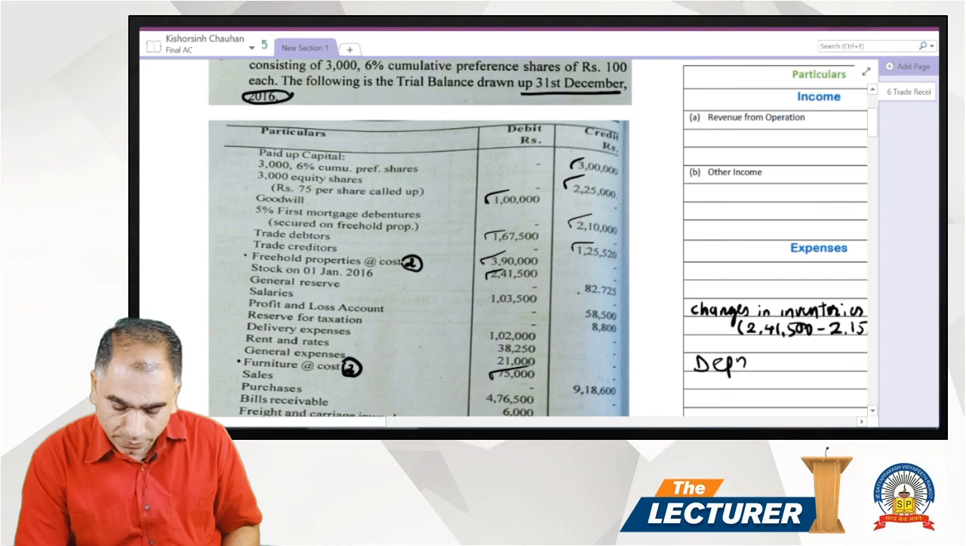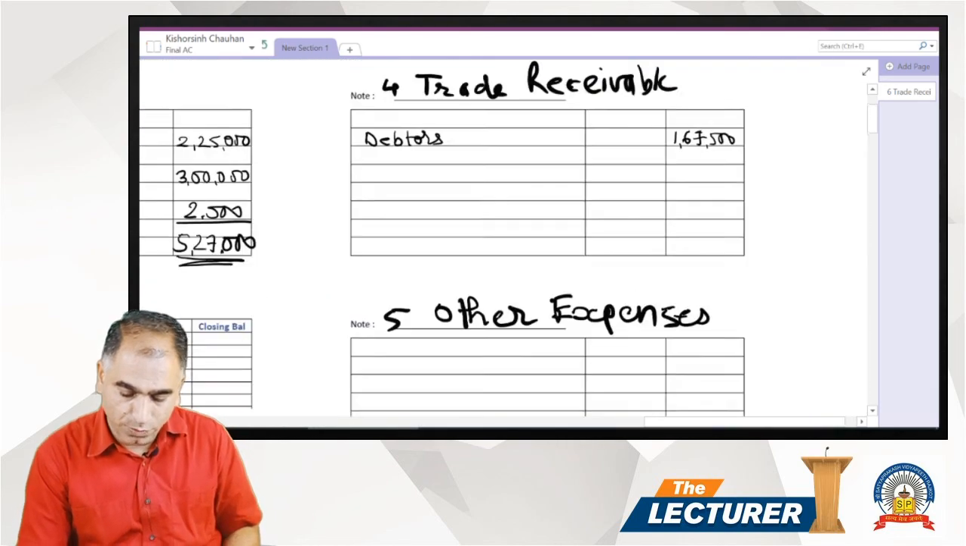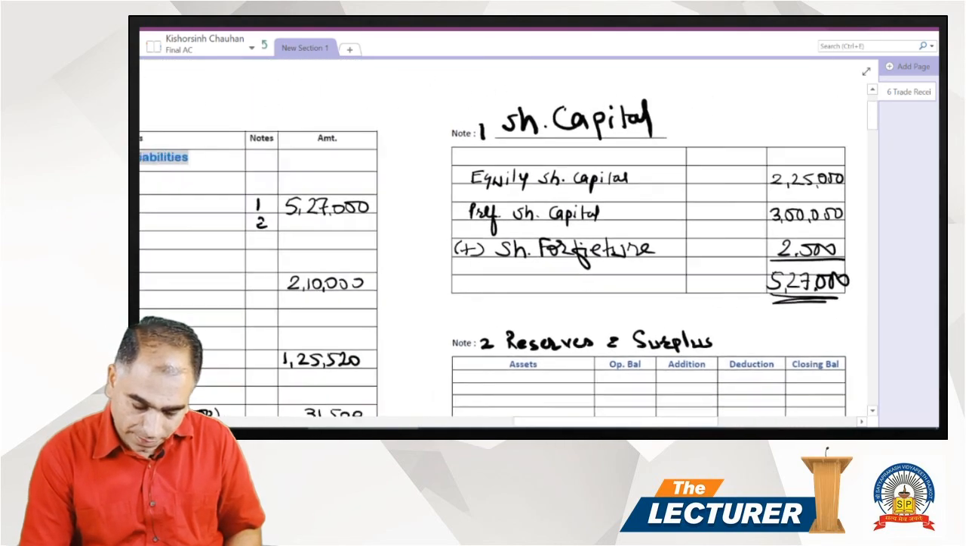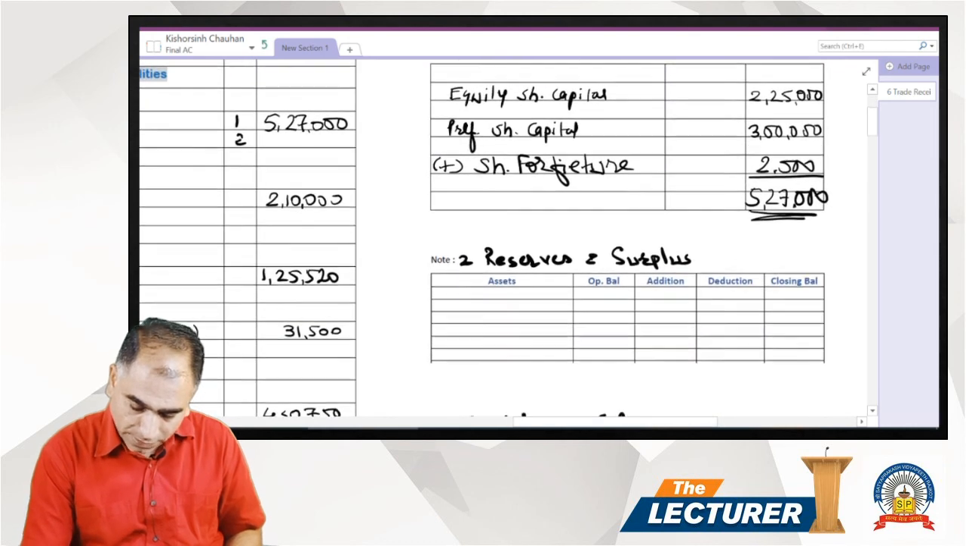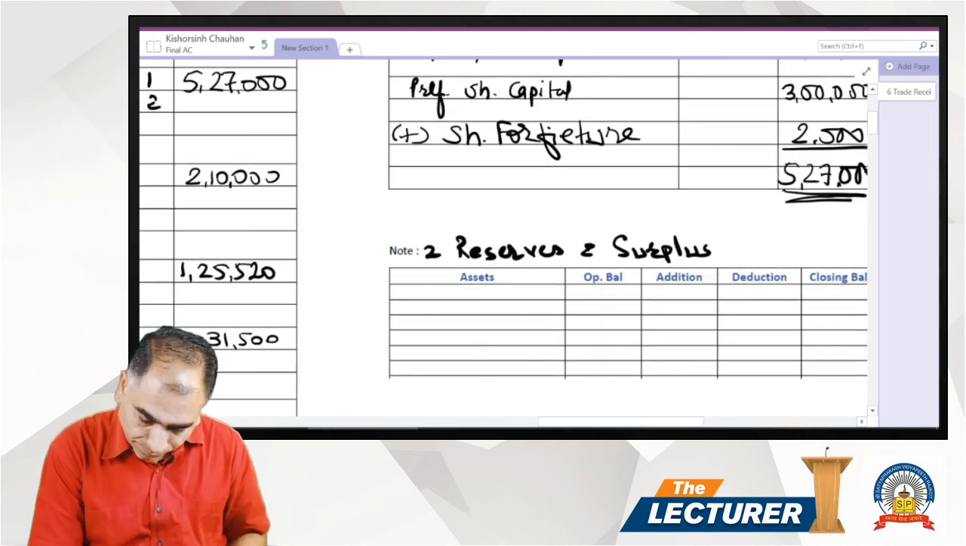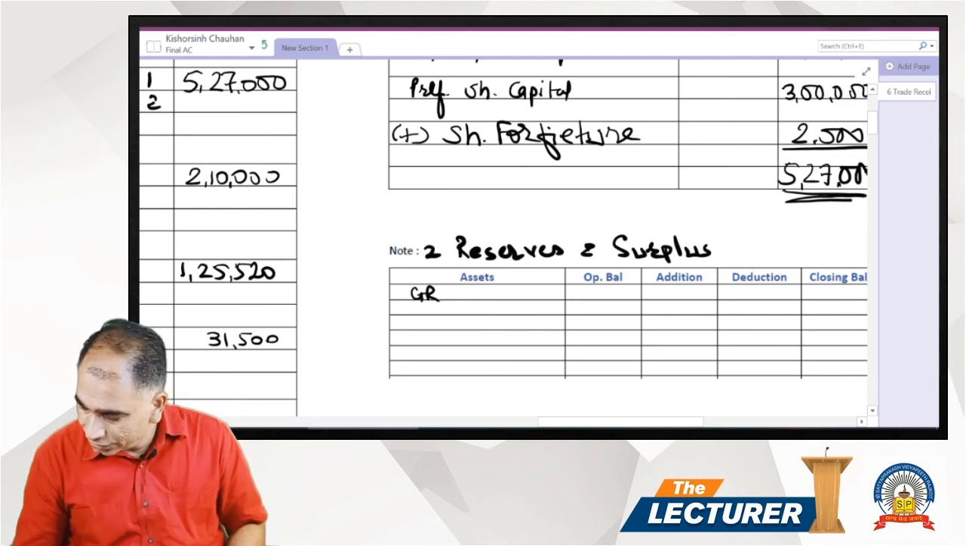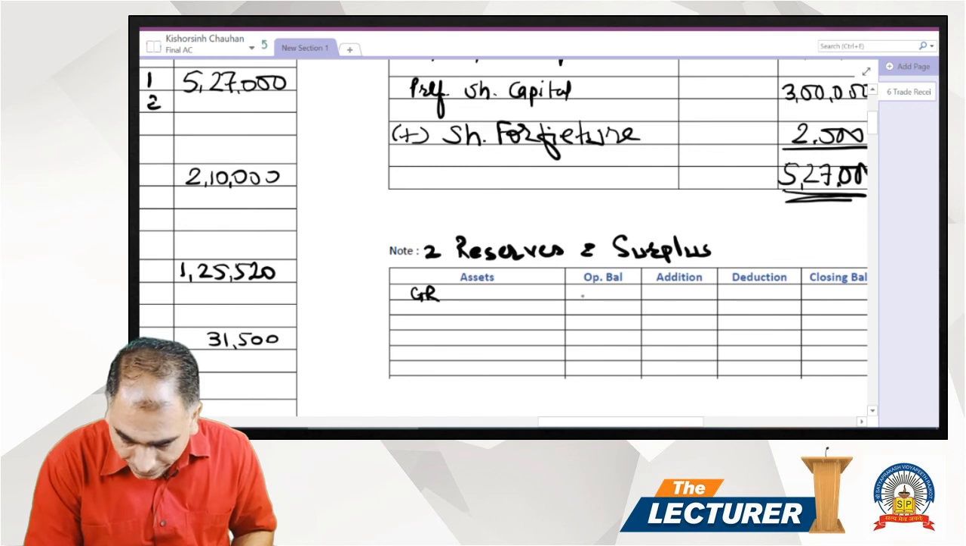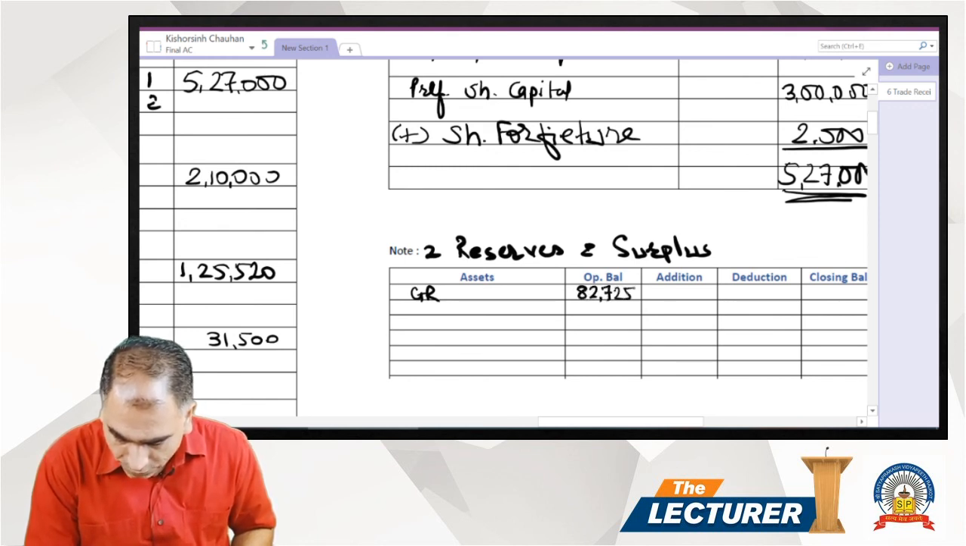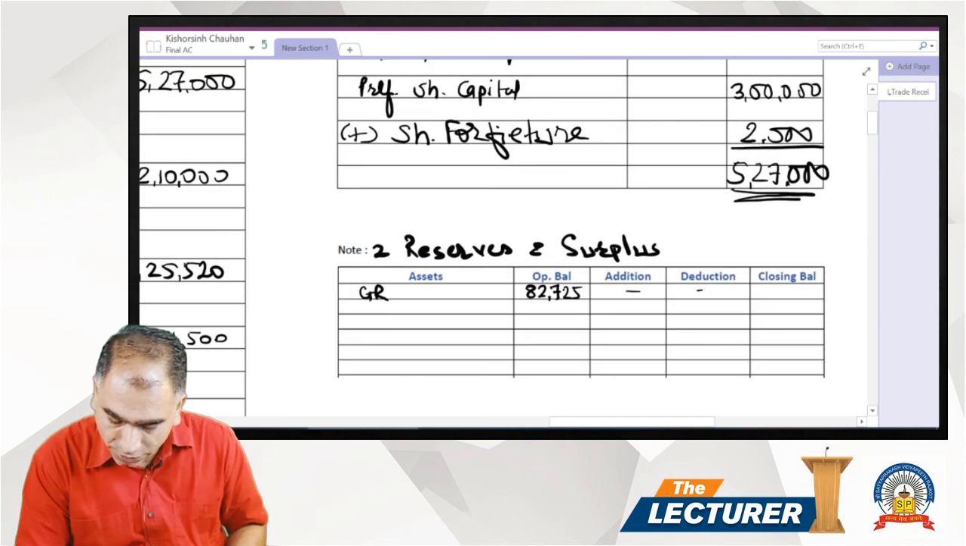General reserve 82. Reserve surplus, we have schedule number 2 here in a balance sheet. We have schedule 2 reserve surplus, so we will have a general reserve, which is 82,725. There is no addition or deduction, so closing is also the same, 82,725.